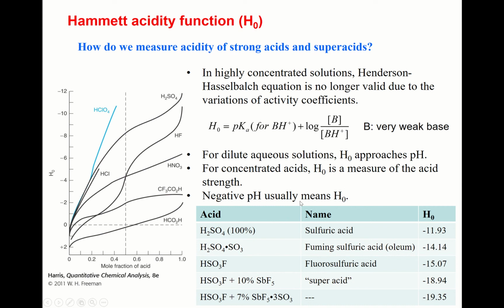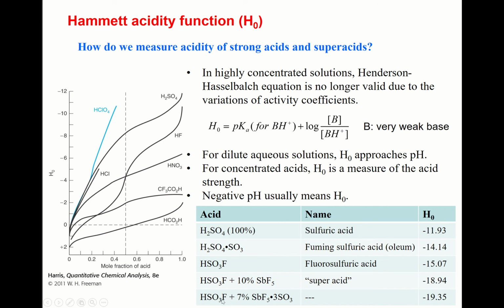Negative pH usually means H0. Sometimes you may find that a solution's pH is minus 10, minus 11, and you may think, how is it possible to have such negative pH values? But don't be confused. That pH usually means H0 here. For 100% sulfuric acid, H0 is minus 11.93, and like that.